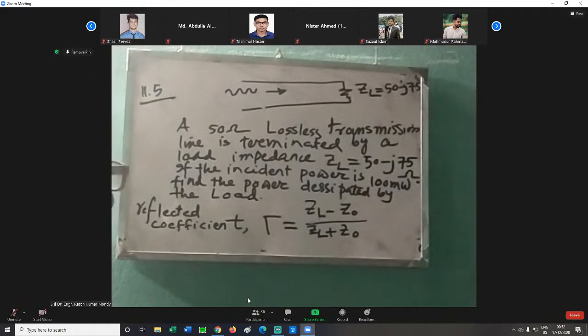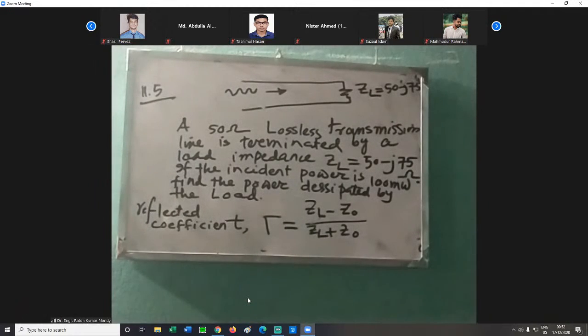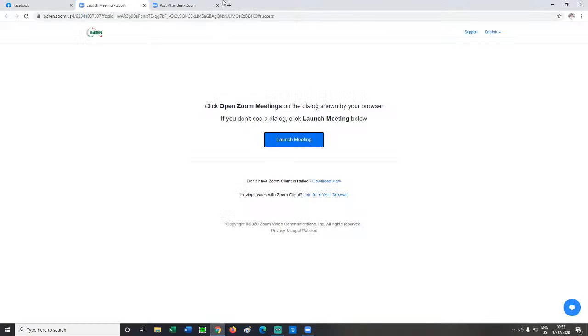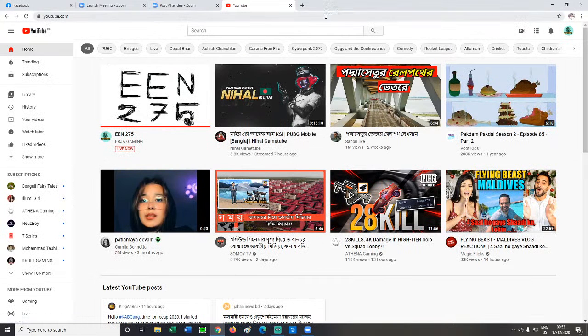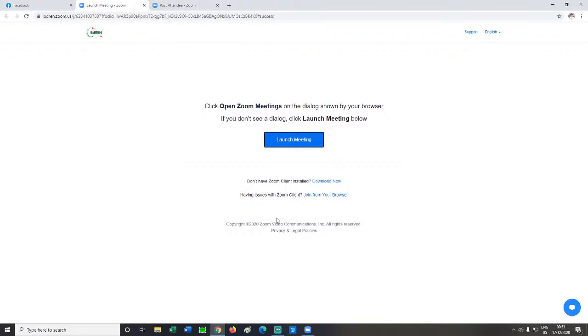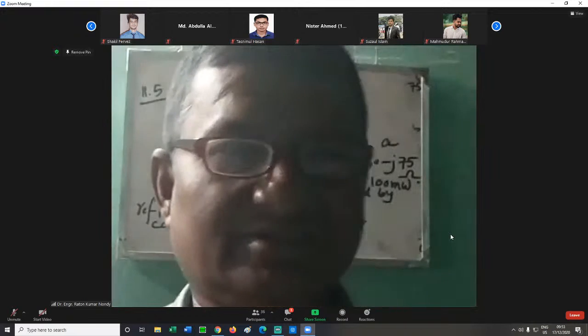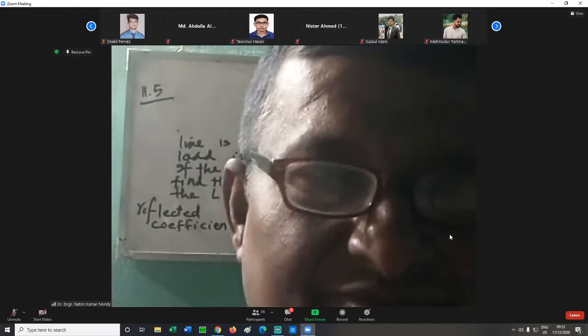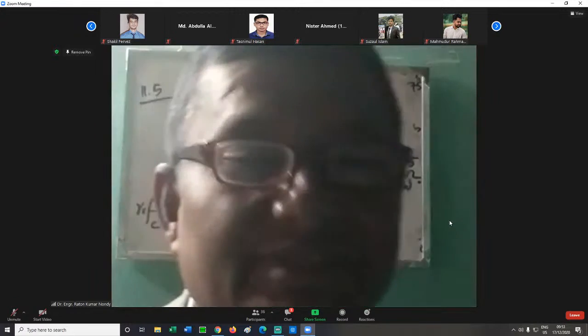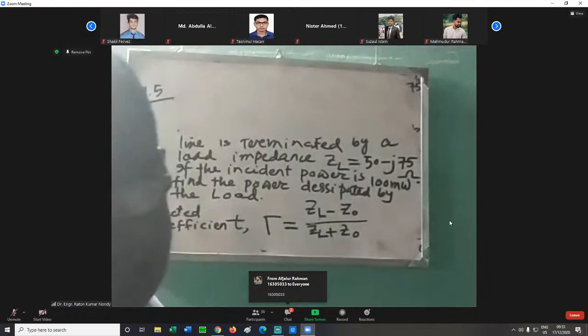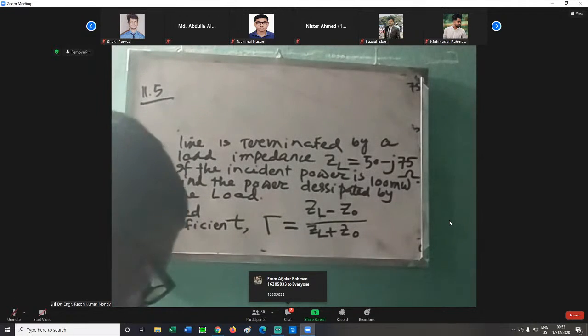So in the problem, see what they have given. Now we can do the problem. Can I erase? At first we want to find the tau, the reflection coefficient. After that we will find what is dissipated, what is lost. Dissipated means lost. So now tau equals what they have given.